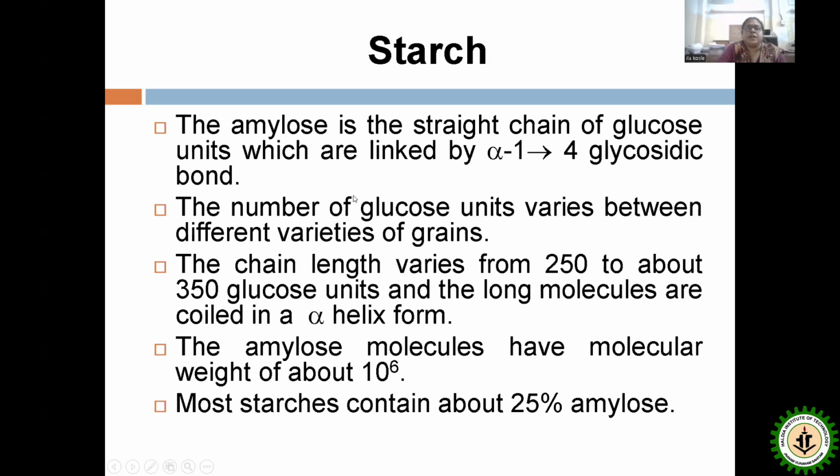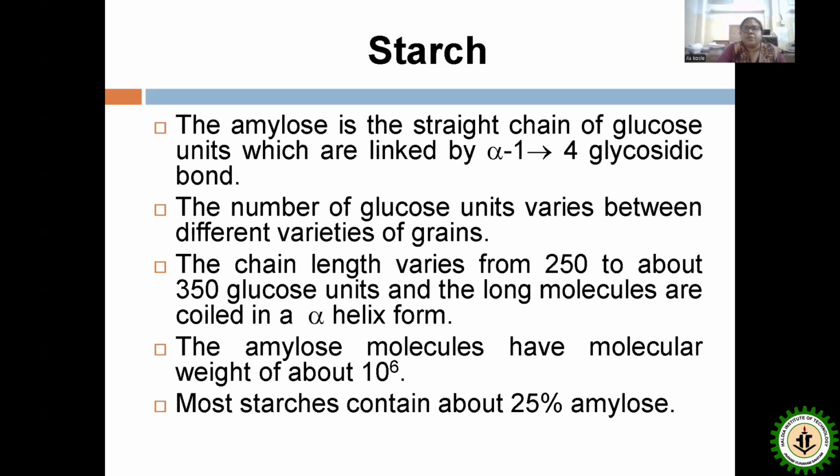It means the first carbon of one glucose molecule and the fourth carbon of another glucose molecule are joined through this 1,4 linkage. Now, the number of glucose units varies between the varieties of grains, and the chain length of amylose molecule may vary from 250 to about 350 glucose molecules. And usually the long molecules cannot be present in straight chain form. They are coiled into an alpha helix form.